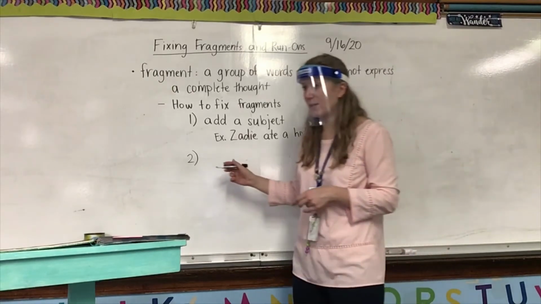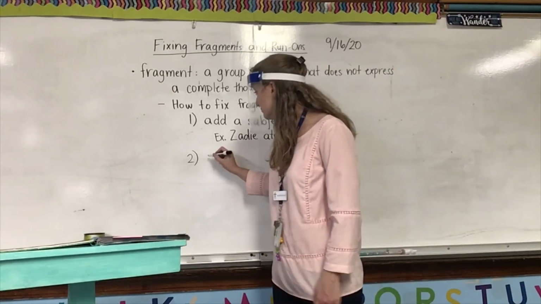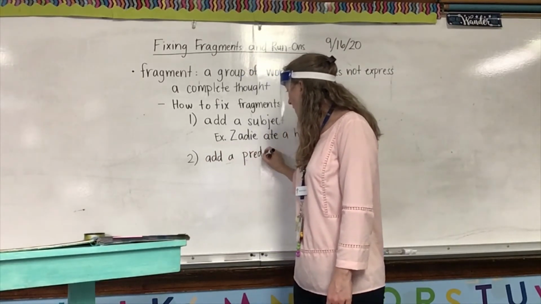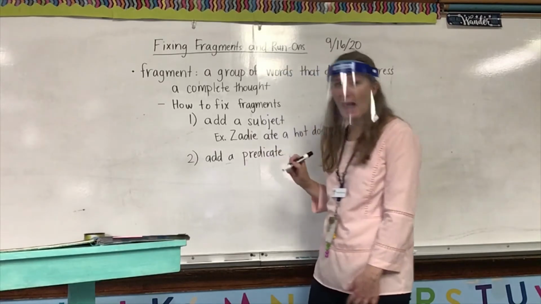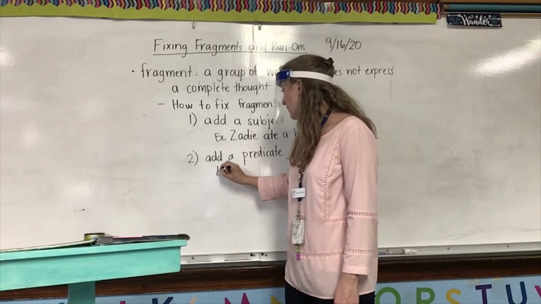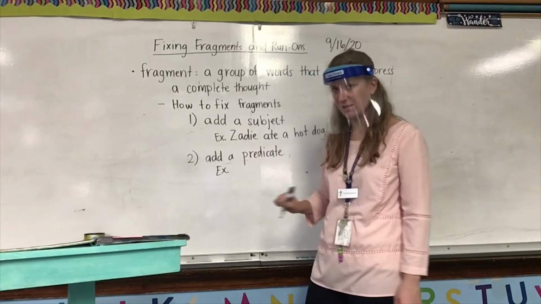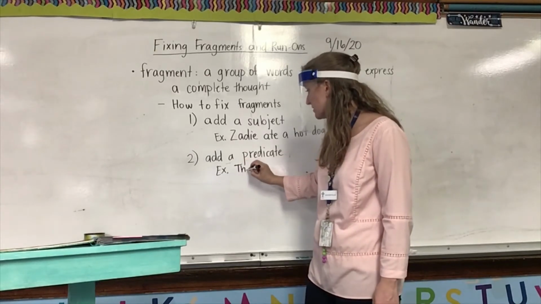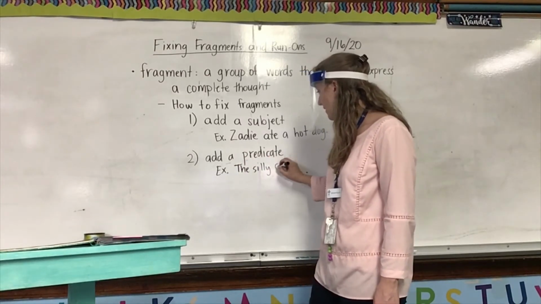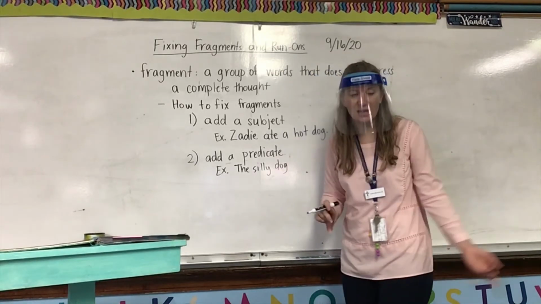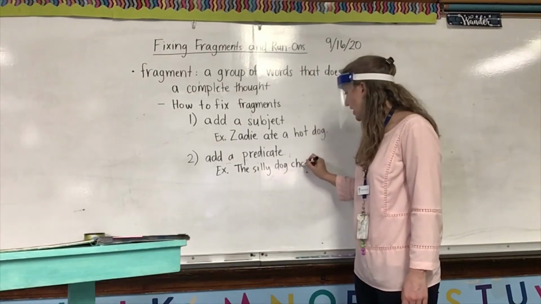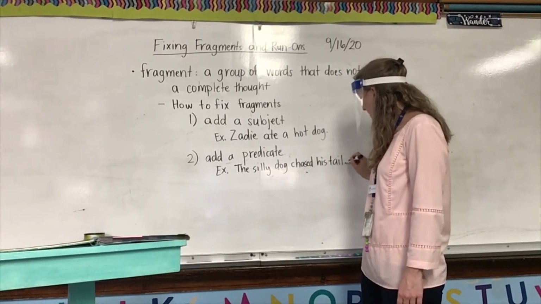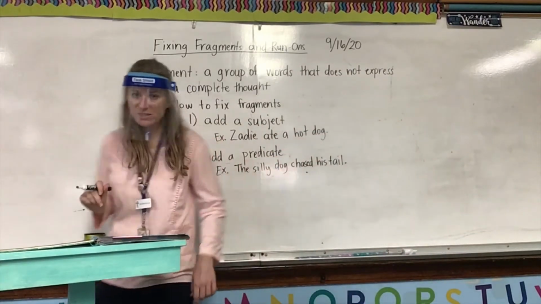Now for fragment type number 2, which was missing a predicate. Well, to fix it, add a predicate. Add the action. For example, we have the subject, the silly dog, so we're just going to add an action. Chased his tail. We added the predicate, which was the action.